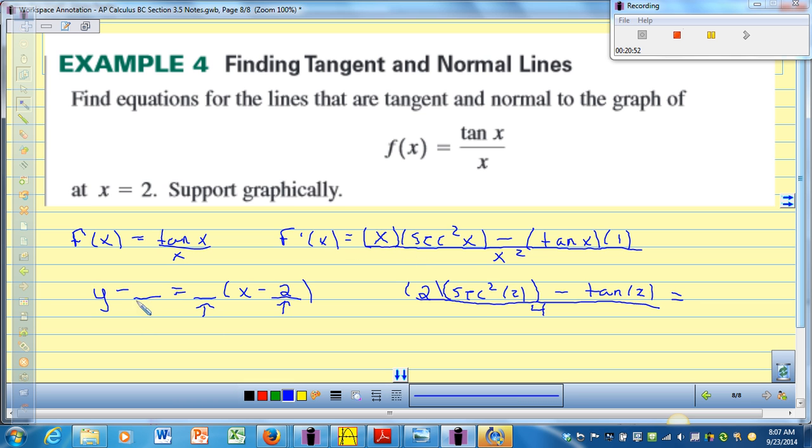How do I get the y value that goes here? Put 2 into tan x over x, so that is tan 2 over 2. I'm going to leave it just like that. And this, what is it? 25? Okay. So that's what goes here.